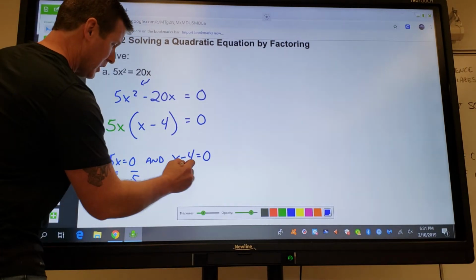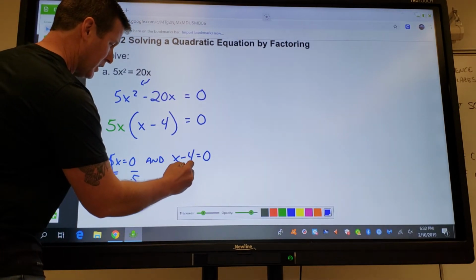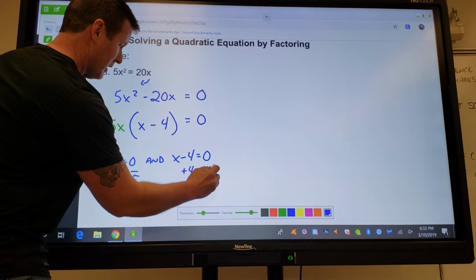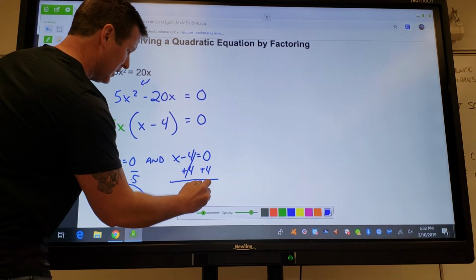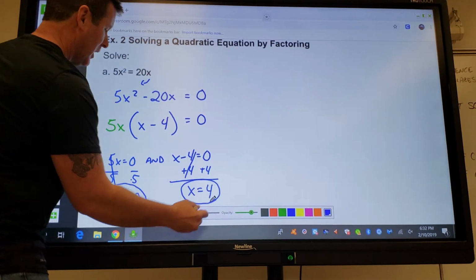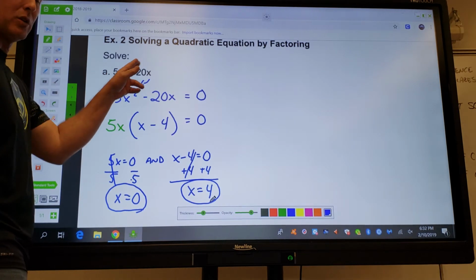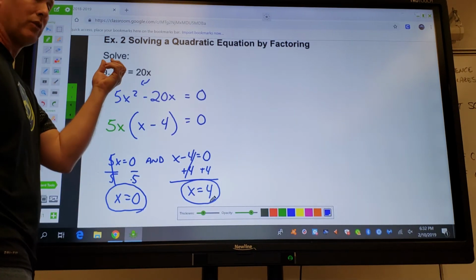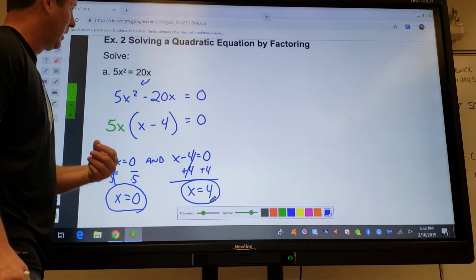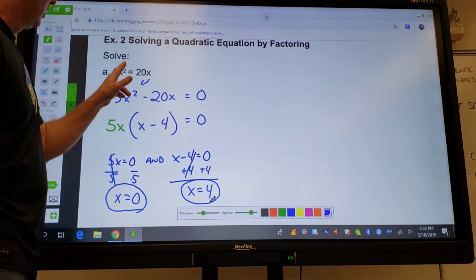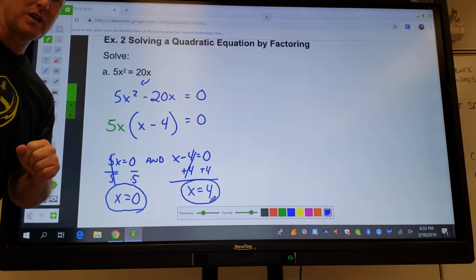The other one says, take x minus 4 and set it equal to 0. To solve that, simply add 4 to both sides, and that leaves me with x equals 4. If I were to plug that in and check it and do the math, I would see that the left side equals 80 as well as the right. And that, my friends, is how you factor a quadratic equation, example 2A.